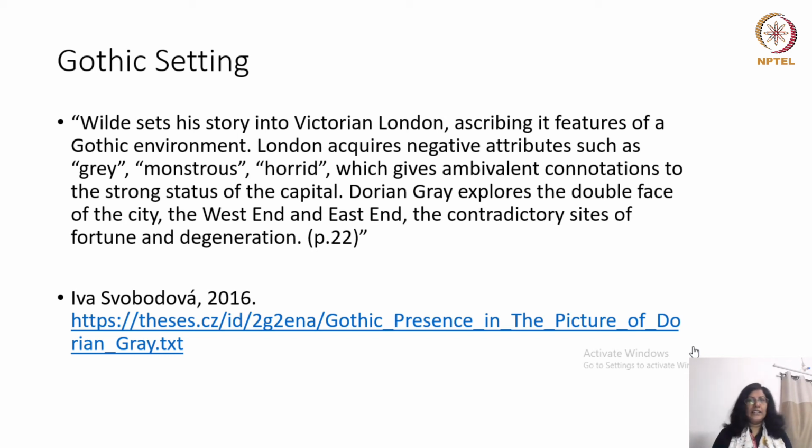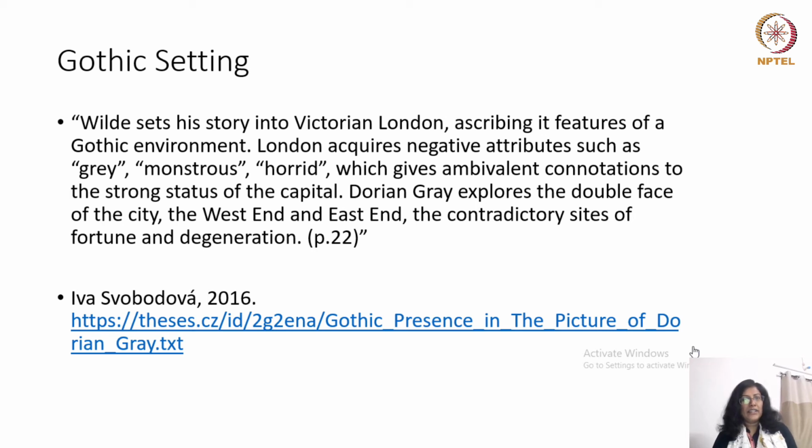Look at the description that is applied by Wilde to capture this world. London is grey. London is monstrous. It is horrid. Now, these words very clearly indicate the hidden soul of London. London itself comes to possess multiple identities, different faces, different facades.